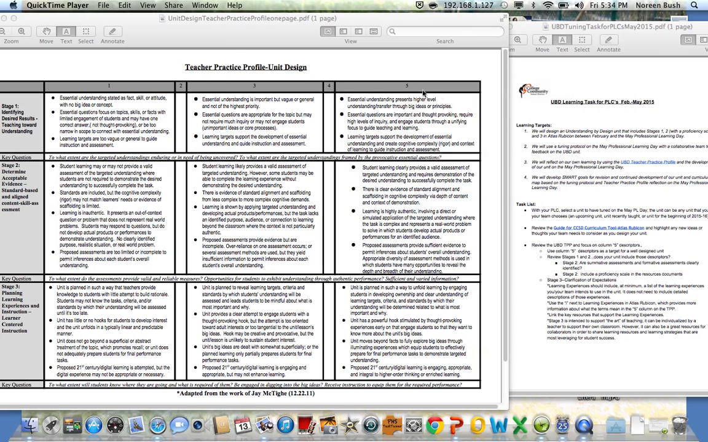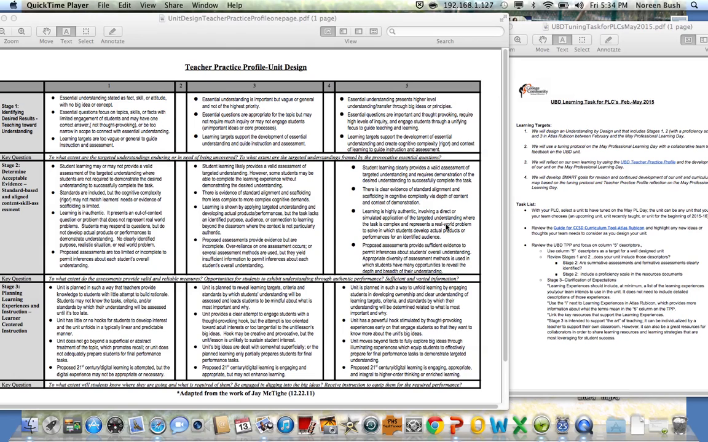And over here, if this were to be our target where exemplar units would exist, I would encourage your teams to use those descriptors to dig in and reflect on your units to see if they're in alignment with our teacher practice profile. There are a lot of questions, it seems to be more so under stage 3 than there are under stages 1 and 2.